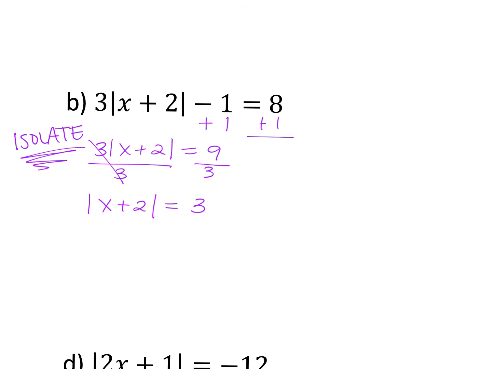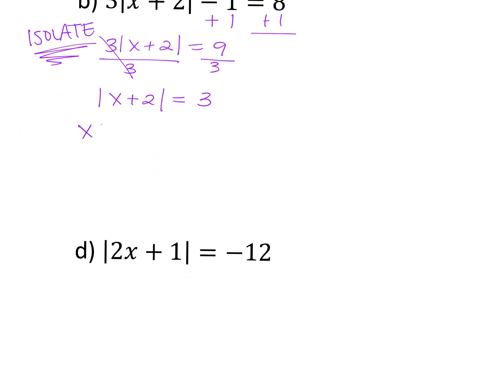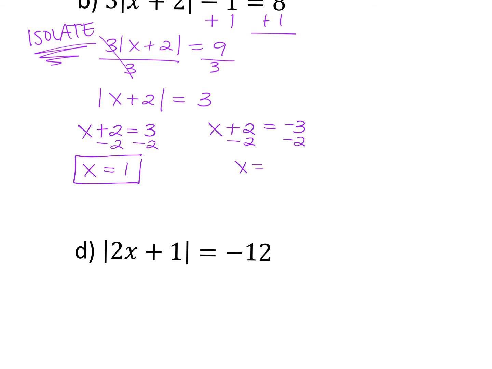Write two equations. Okay, now you can set one equal to the positive and one equal to the negative. So this is going to be x plus 2 equals 3 and x plus 2 equals negative 3. Okay, from there we solve. Take away 2, you get x equals 1. And then over here, take away 2, and you get x equals negative 5.